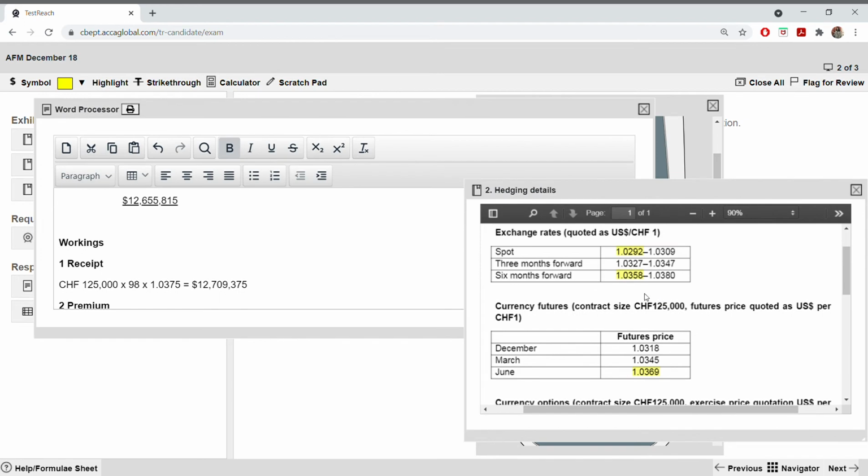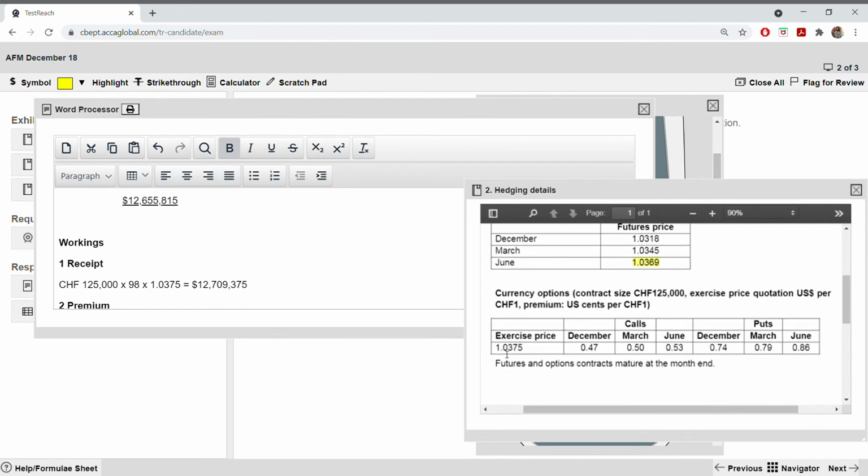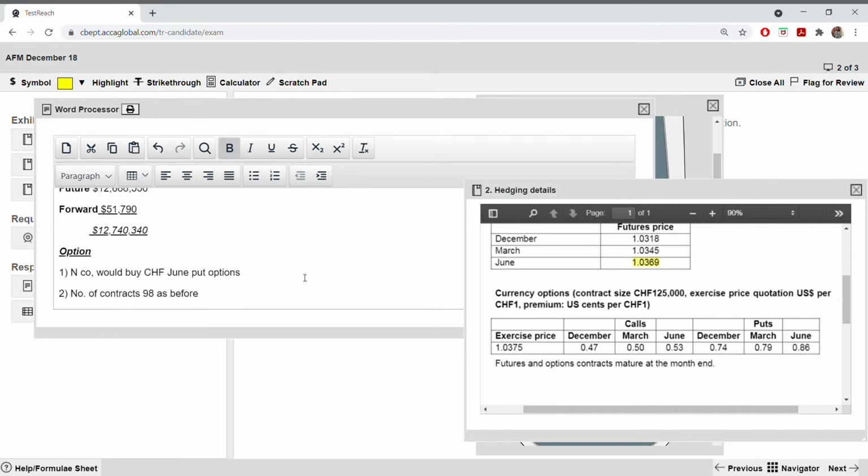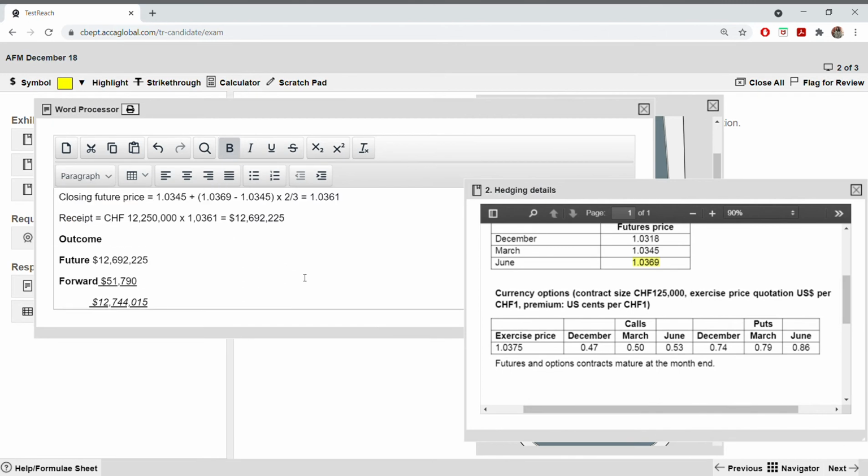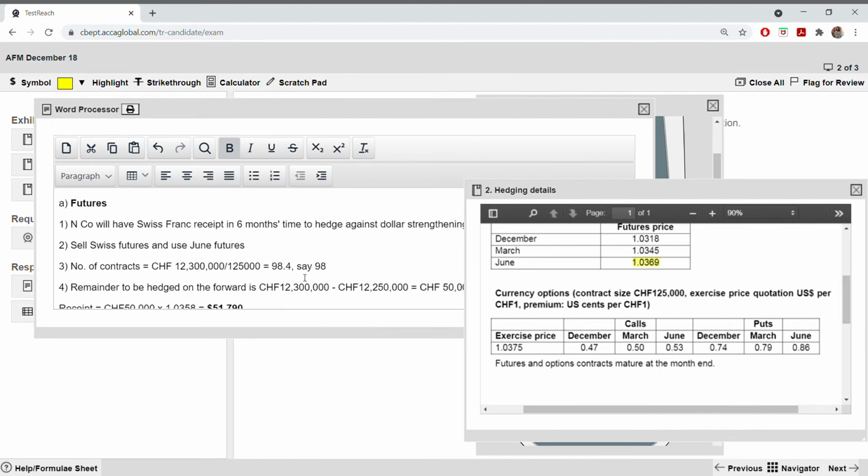Okay, if you see the spot, right, what was our main thing? Just open your future and see. We want to hedge against dollar strengthening. Okay, what does it imply? Dollar strengthening means, wait a minute, just give me some time.